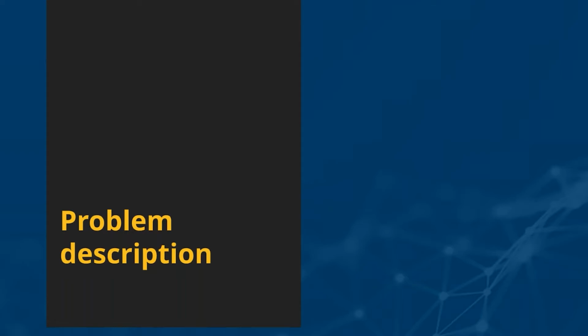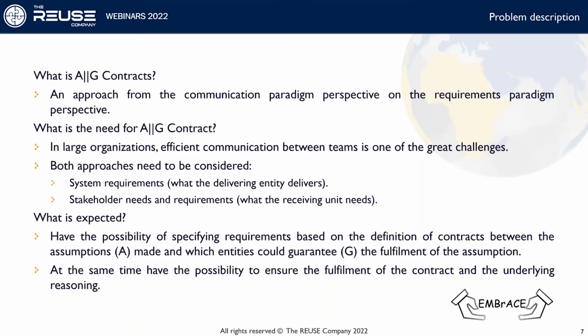So let's start with the problem description. First of all, what is an assumption guarantee contract? An assumption guarantee contract is a mix of two perspectives. The first one, the requirements paradigm, the traditional requirements that we have, and the second one is the communication paradigm. So we mix these both perspectives and we get the assumption guarantee contracts. In the requirements paradigm, we have the warranty because we focus only on what the delivering entity will deliver. So here is the need.